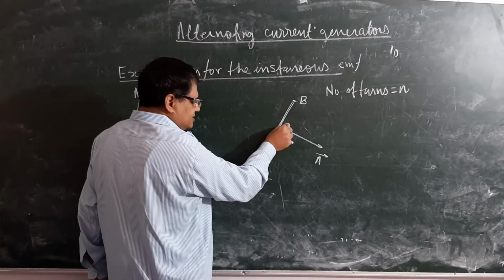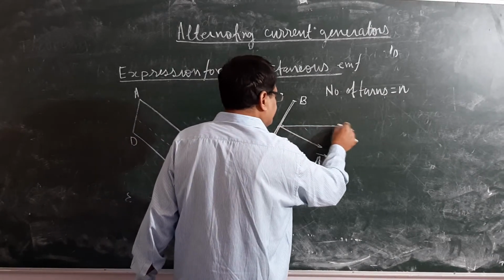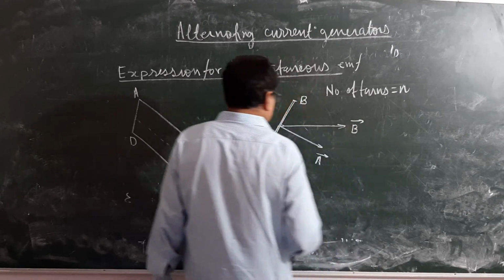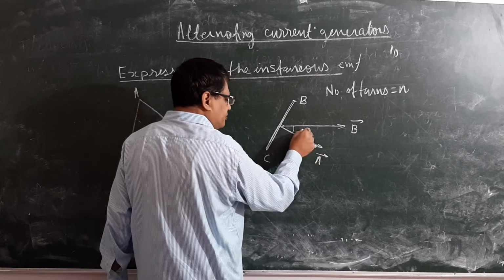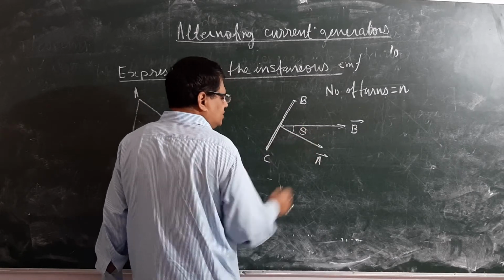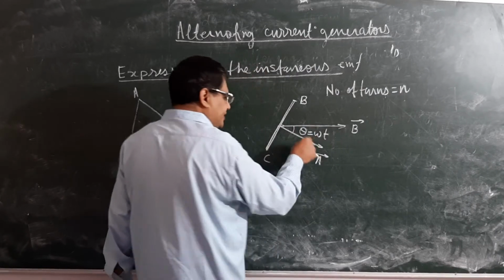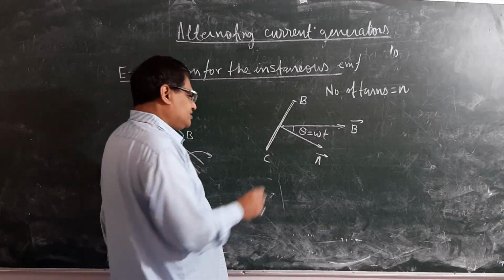So this angle is 90 degrees. So this is the direction of the magnetic field. It can be shown as vector B. So this is the angle theta between vector A and vector B. It is angle theta, and this can be given as omega t, where omega is the angular frequency of rotation of the coil, and t is the instant.